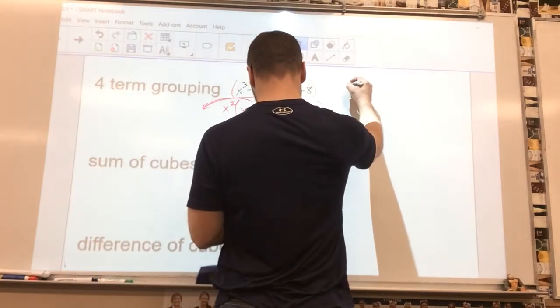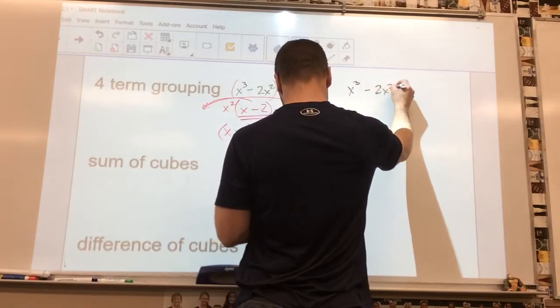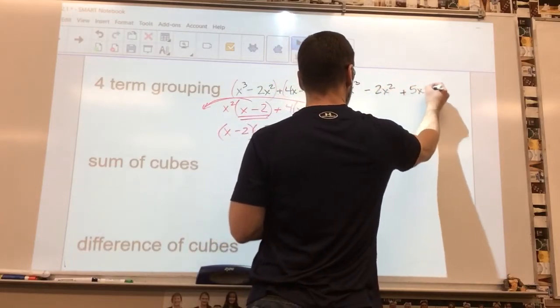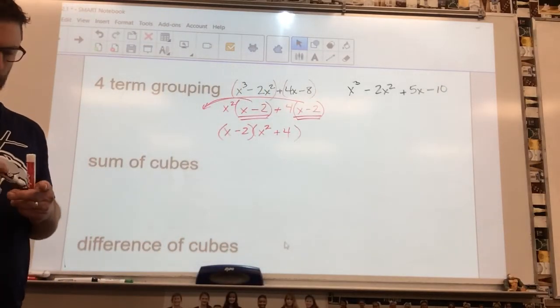Okay? Here's your problem. You guys try this one. Try x cubed minus 2x squared plus 5x minus 10. You guys try that one. Press pause and go.